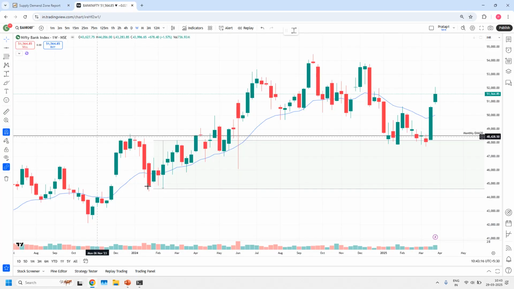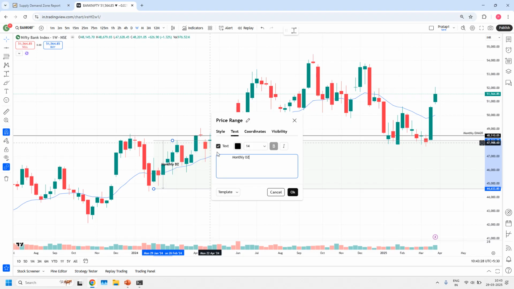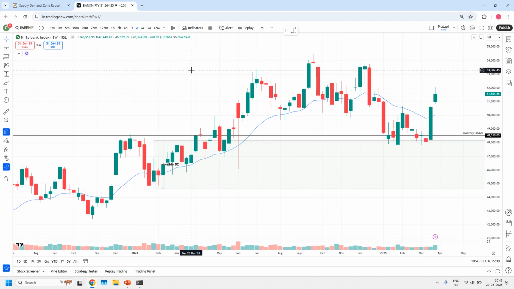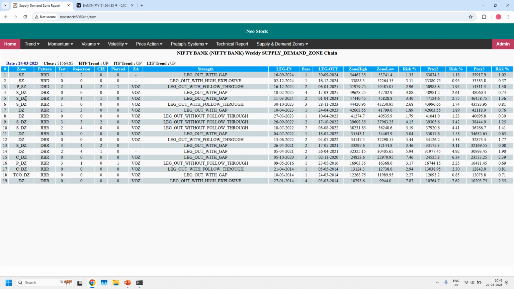Before we draw, one text we have to add here. This is a monthly demand zone. This is a normal demand zone. That's why I am not using the word HLQ. Okay. Now we are in the weekly time frame. So the immediately available weekly demand zone is a high liquidity zone.